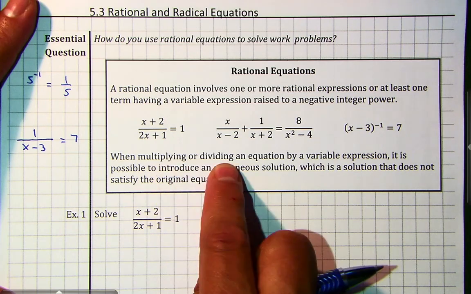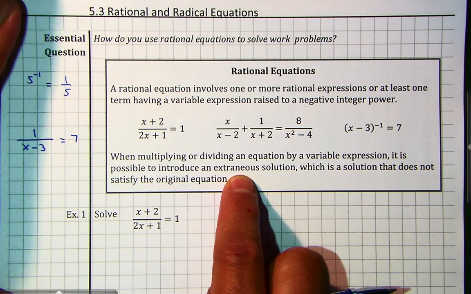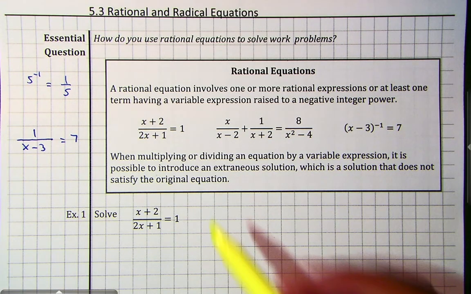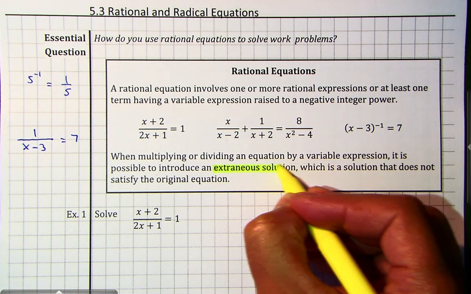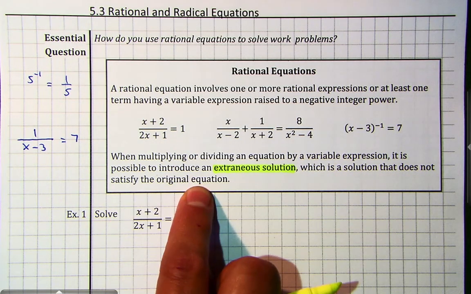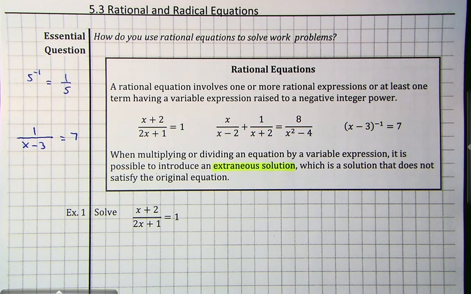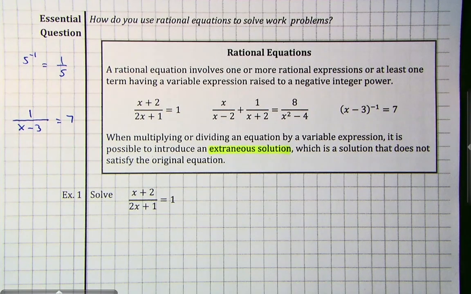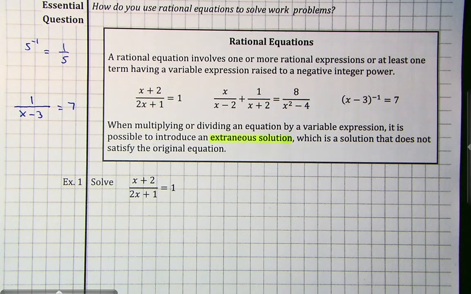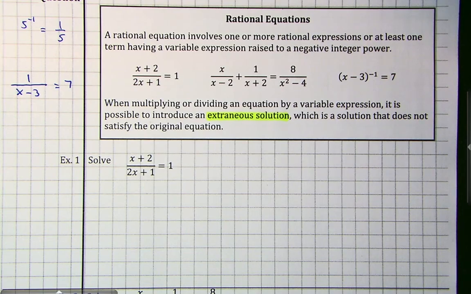When multiplying or dividing an equation by a variable expression, it is possible to introduce an extraneous solution. So this is something that you covered last year. What are extraneous solutions? It's a solution that does not satisfy the original equation. So you do everything perfectly on your problem, but the answer that you get will not satisfy your equation. So therefore, that is not a correct answer. So let's go through example number 1. How do we solve this?